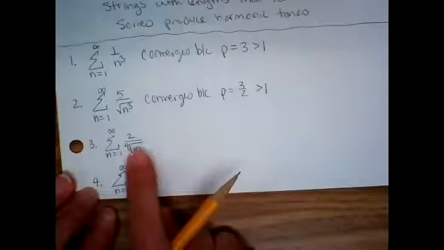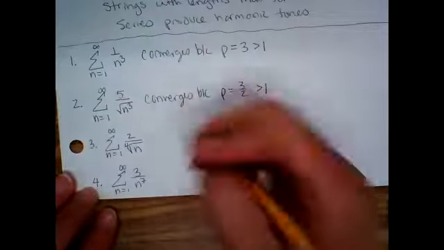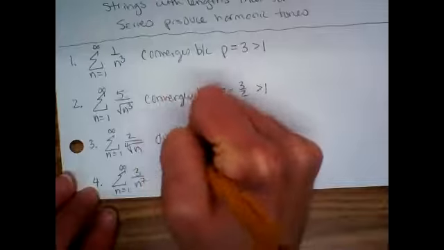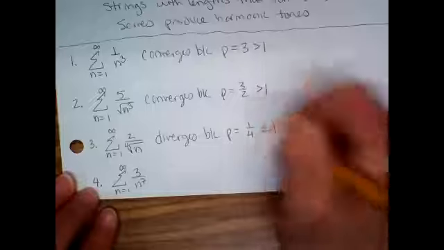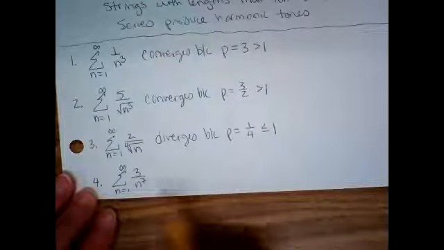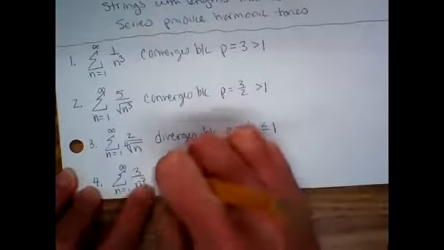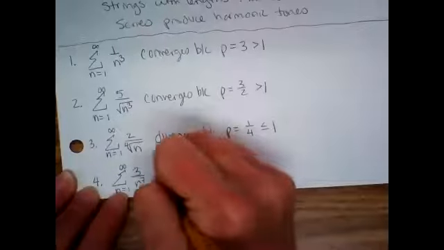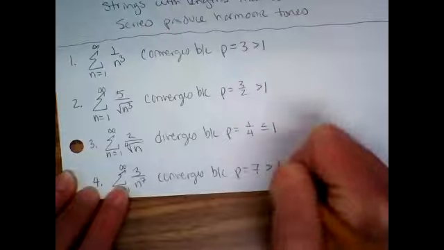All right, this is n to what power? 1/4. 1/4 is less than 1. So we're going to say diverges, good, because P equals 1/4. I would still put less than or equal to 1, because again, if it equals 1, that would still be diverges. The rule is less than or equal to 1. And then this last one, P is 7, so converges because P equals 7, which is greater than 1.